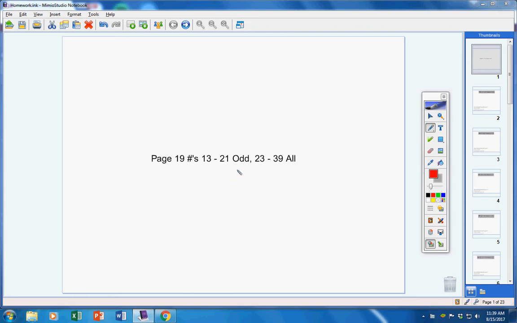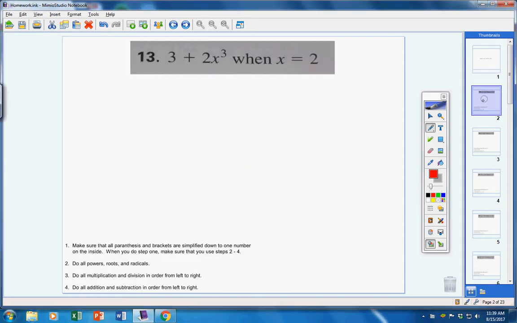Welcome, students, to the homework assignment, page 19, 13 through 21 odd, and 23 through 39 all. Okay, let's jump right into this. The first section, numbers 13 through 21 odd, you are given an algebraic expression, and you are given a value for the variable. Okay, and then you're going to make the substitution, then evaluate it. Okay, so here we go.